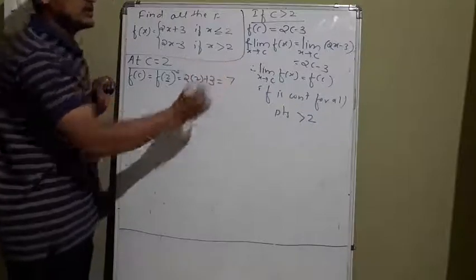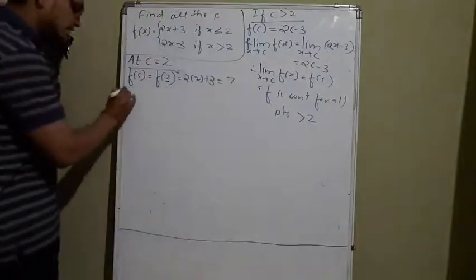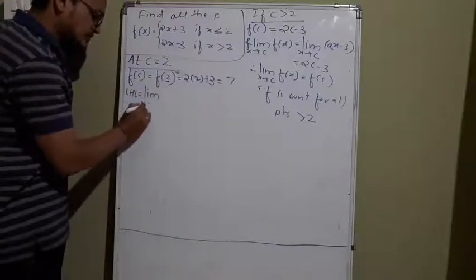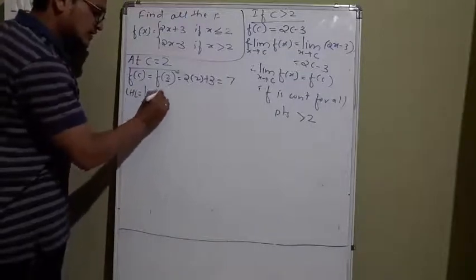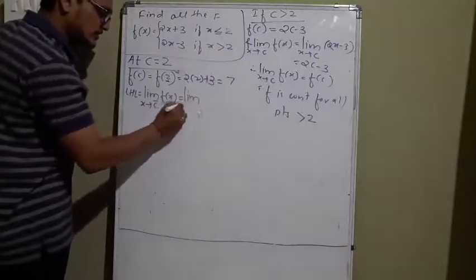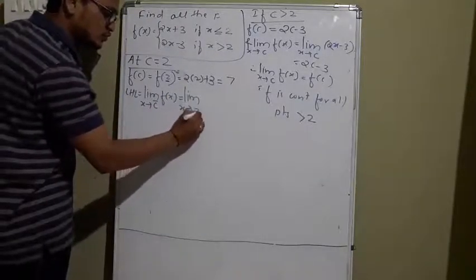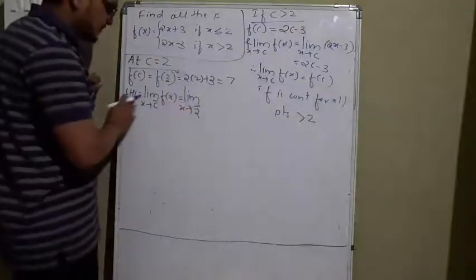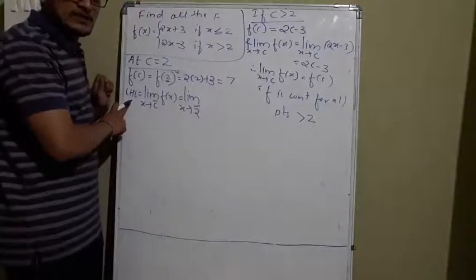4 plus 3 is 7. Okay. The next, you have to find LHL. Limit. What is the definition? Limit x tends to c minus f of x, which is equal to limit x tends to 2 minus, c is what here? 2. f of x. See, I told you LHL means always less than.